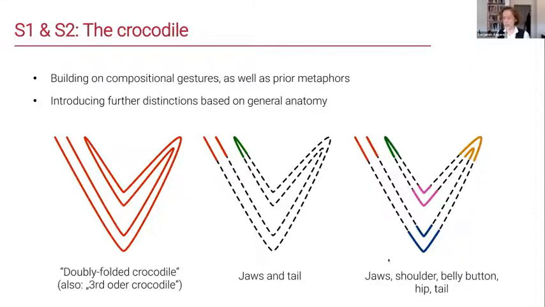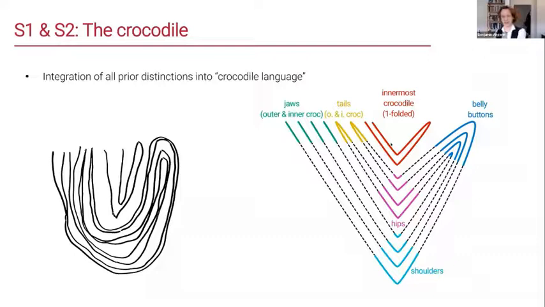And then ultimately there are jaws, there's a shoulder, there's a belly button, interestingly, because reptiles don't really have them. There's a hip, there's a tail, and so on. So all of this is integrated into this language, and using this language ultimately enables them to plan the sketch and then to make the sketch without any mistake, even if it's a bit wobbly.